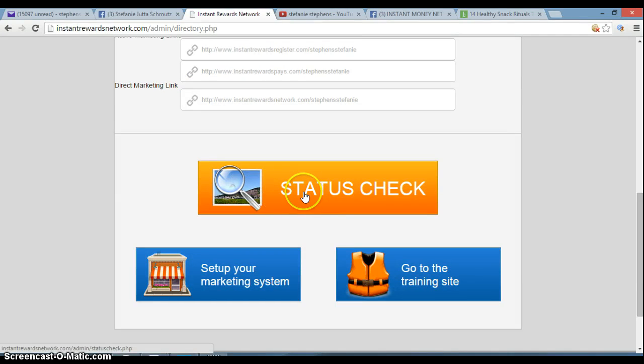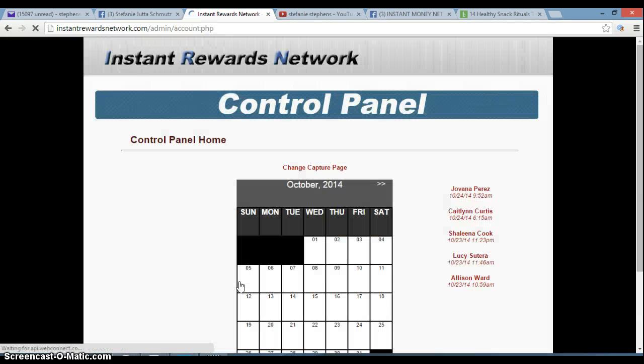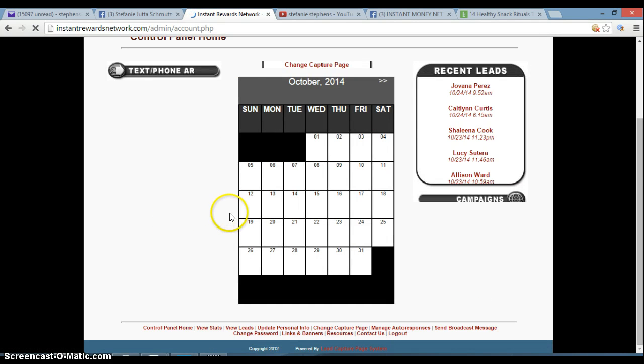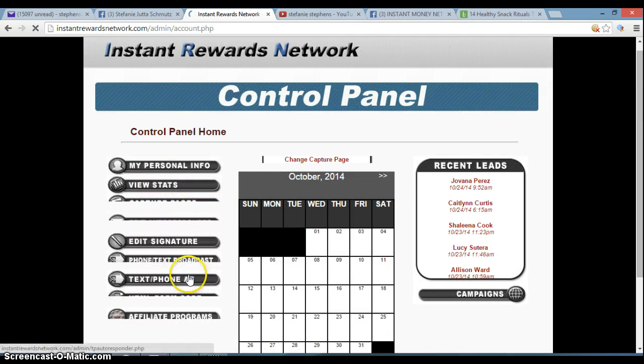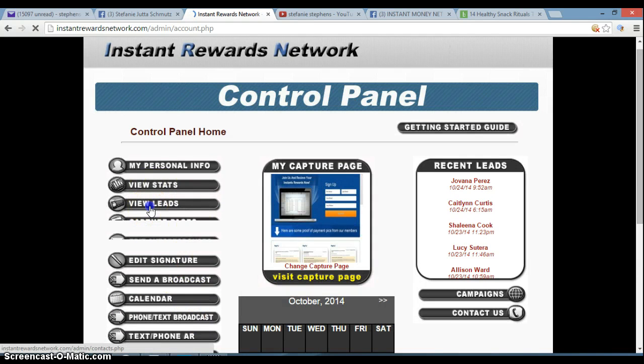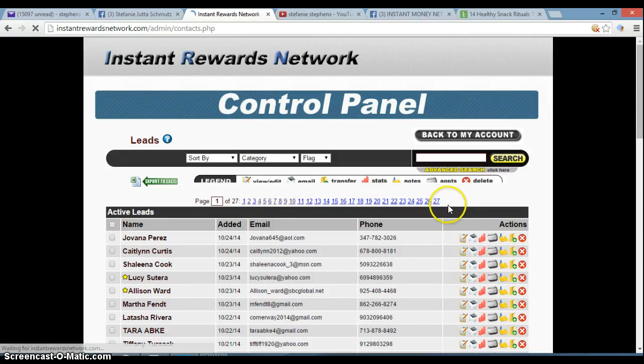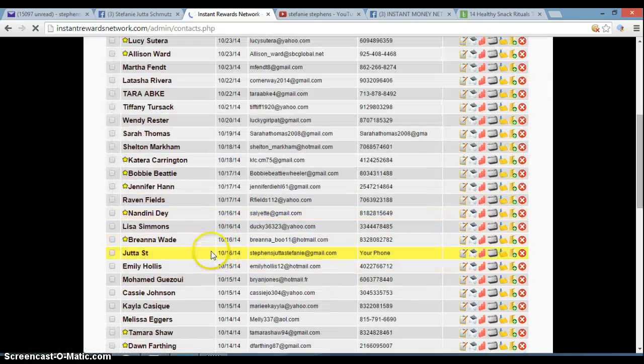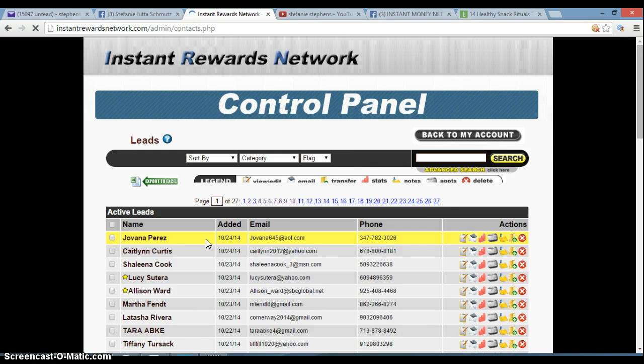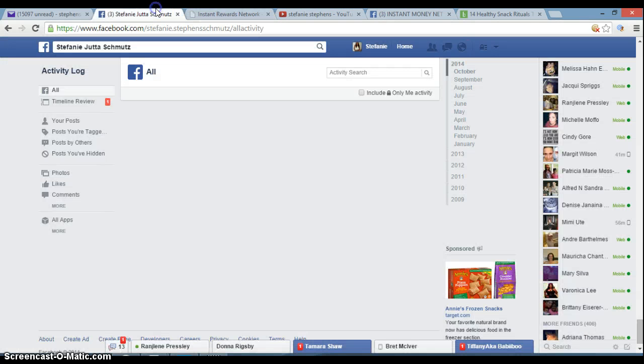So here I'm going to show you how to set up your marketing page. Here is your back office. Here you see all your leads, people that went on your page, and the marketing page sends out automated messages to keep up with your leads. You can manage them and everything. So I have a couple of leads, as you can see. But this is specific stuff I'm going to go over with you if you're interested in signing up with Instant Rewards. So don't worry about this right now.